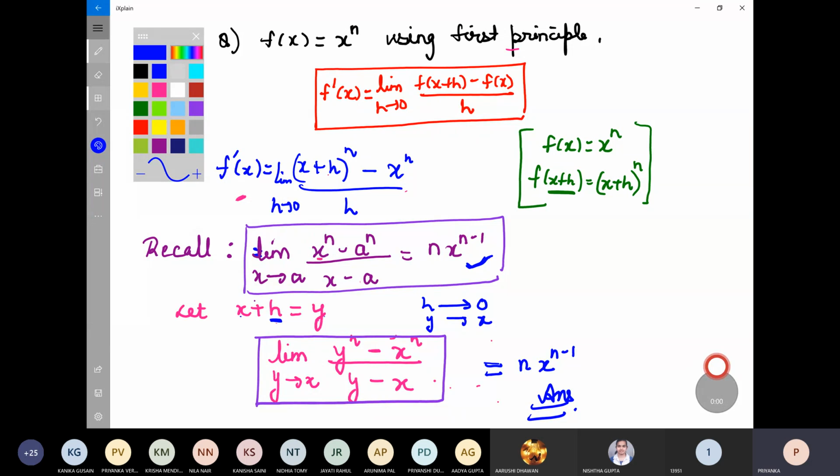So what you have to do, you will write the definition, and in it substitute the values: f of x plus h, f of x. Substituting, your question reduces to a limit question. Now you already know how to find the limit of any function.